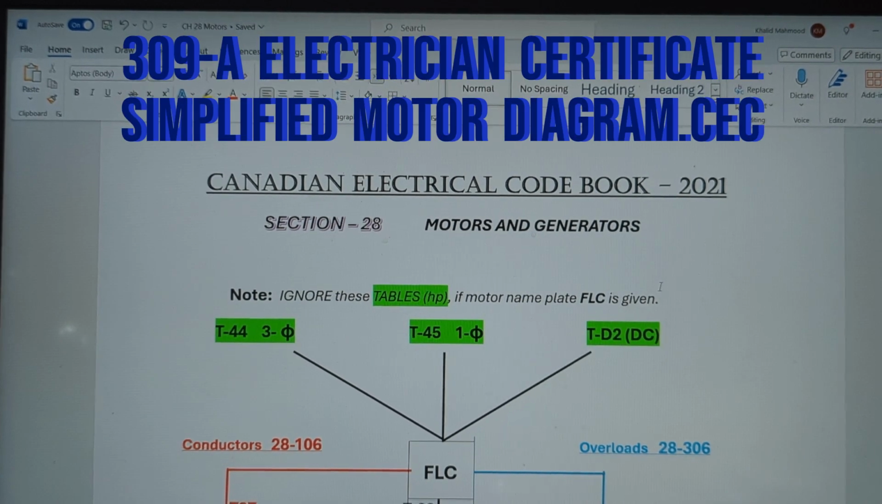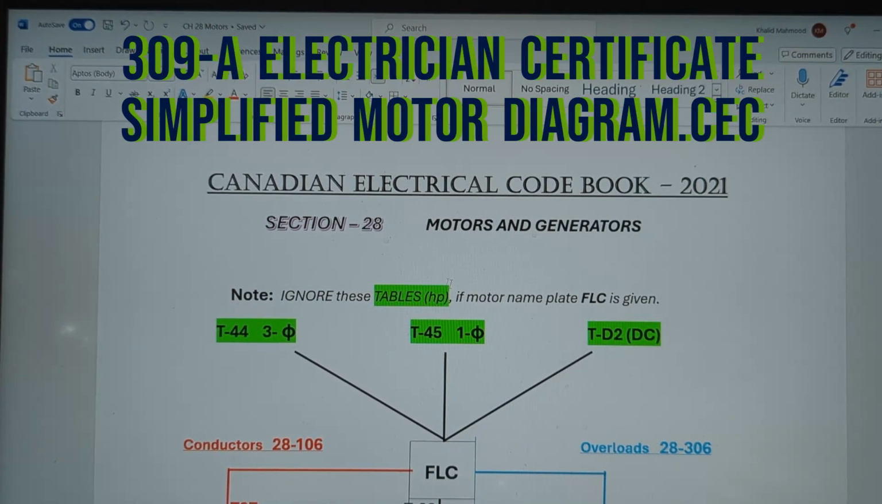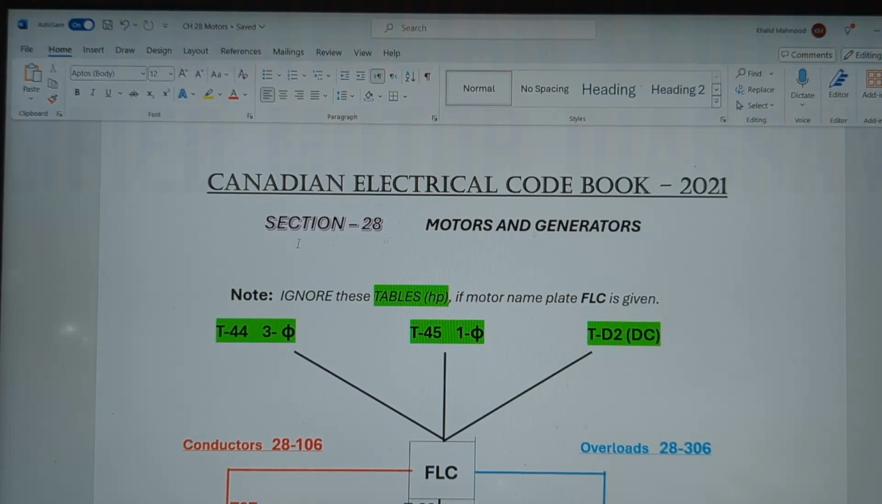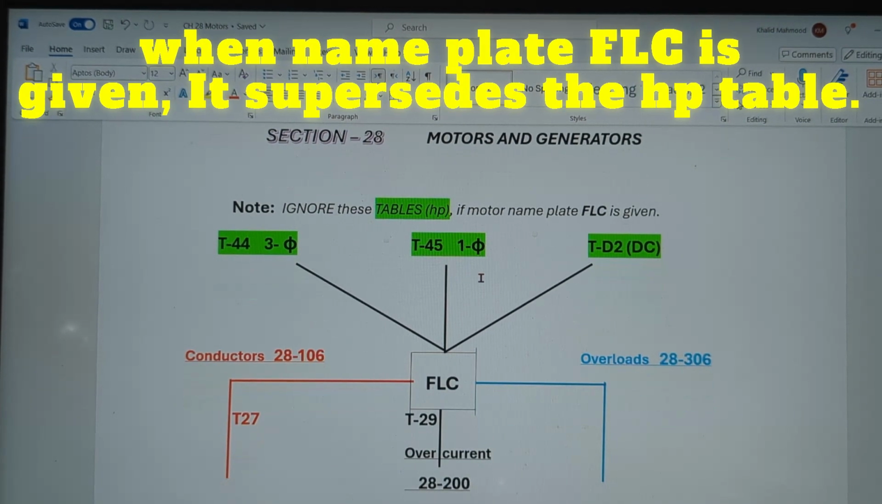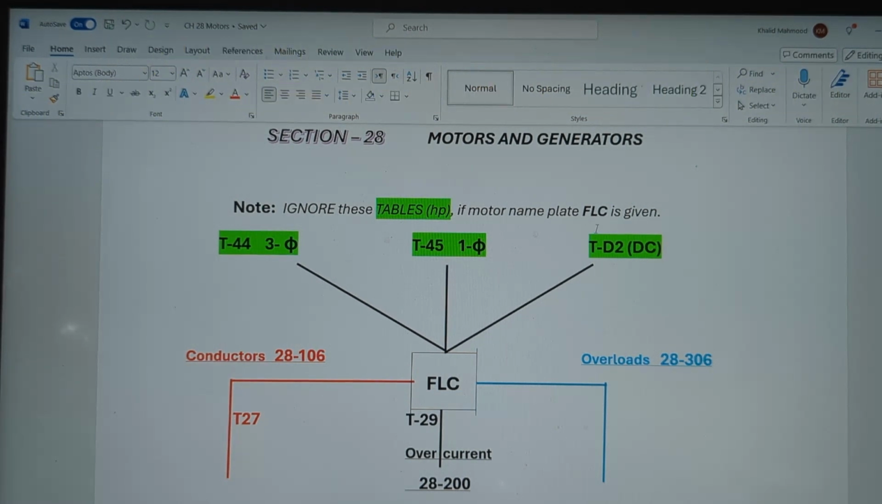This is part of preparation for 309 certificate of qualification. I prepared this chart to simplify the motor diagram. So we'll discuss section 28, motors and generators. First of all, remember that if the motor has its nameplate and full load current is given, then just ignore this full load current table, and we will use that full load current given in the motor nameplate.